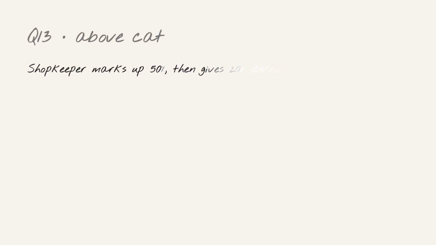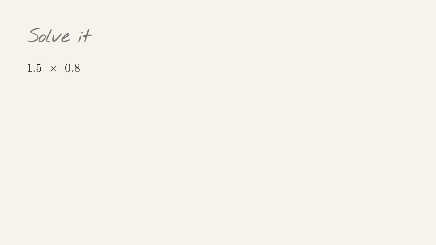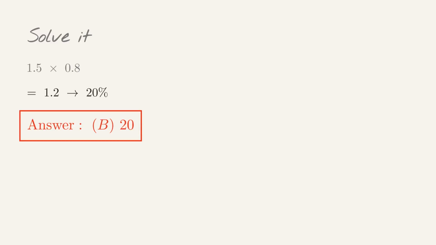Try this. Chain markup and discount as multipliers. Pause, give it a real attempt, then I'll walk through it. 1.5 for the markup times 0.8 for the discount is 1.2, so 20% profit on cost. The percentages don't subtract to 30, you must chain the multipliers.